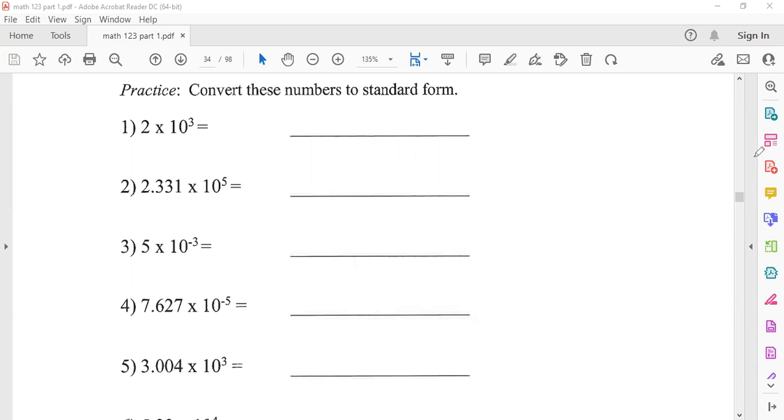So this would be 2,000. Okay, that's not better. Actually, let's try this. So this would be 2, 3, 3, 1. Now that's moved 1, 2, 3 times, 2 zeros. And then I could go back and place a comma to make it easier to read.